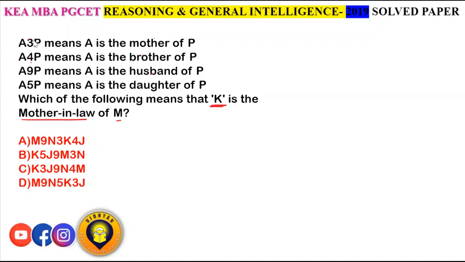Now in the question, in the direction if you see, A3P means A is the mother of P, correct? You should know how to eliminate the options also. Now if I write K3L, this means K is the mother of L, which means K's gender is female. A4P means A is the brother of P. Now K4M, K is the brother of M. Brother means K is the male person.